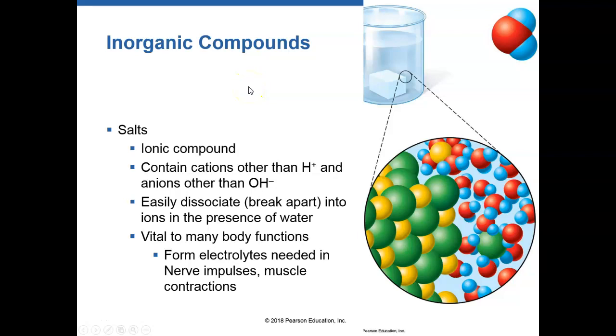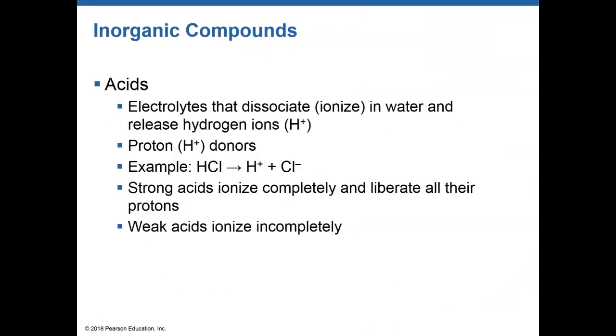Hey everyone, in this video we're going to talk about other inorganic compounds. We talked about water already, so now let's talk about salts. Salts are ionic materials that are going to easily dissociate, producing cations and anions in the presence of water. So salts form electrolytes. Electrolytes are needed for muscle contractions and nerve impulses. So we need those ion gradients and we need those ions to allow our nerves and muscles to function properly.